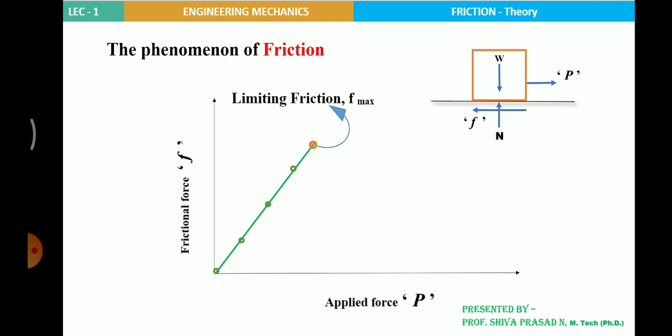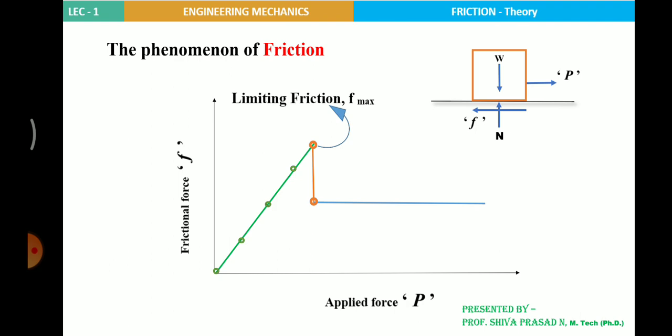At this stage, the block is on the verge of moving. It's just about to move. At limiting friction, the block is about to move. So this state we describe as the motion is impending. Please note that the stage at which the block is about to move is termed as the motion is impending. And immediately at this stage, there is a drop in the value of frictional force F to some extent. And on further increasing the value of P, the value of F continues to remain constant.